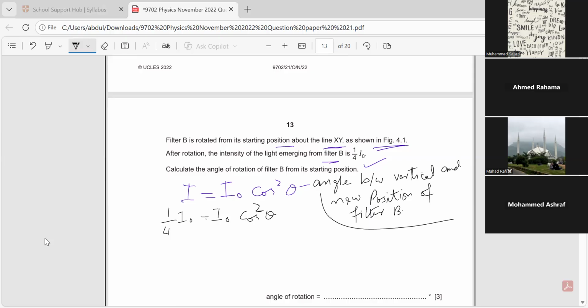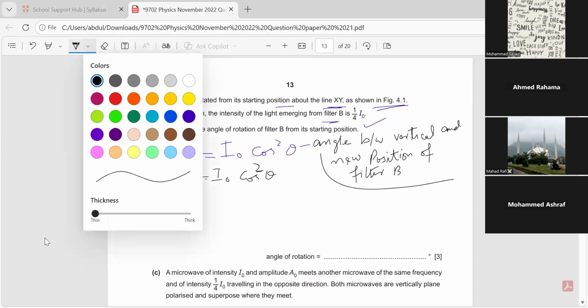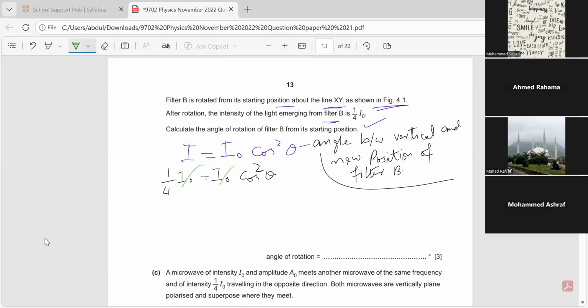Then, my dear friends, I naught is cancelled with I naught. So what is left? We are having 1 over 4 is equal to cos square theta. Take the root on both sides. My dear friends, we will be getting cos theta is equal to 1 over 2. This implies that theta is equal to cos inverse 1 over 2, and that is equal to 60 degrees.